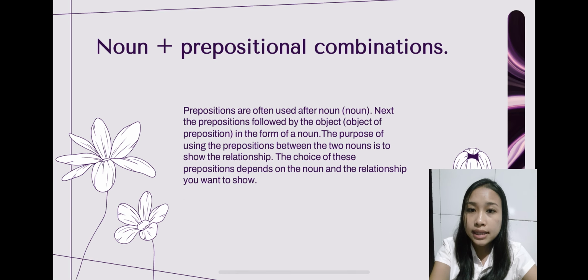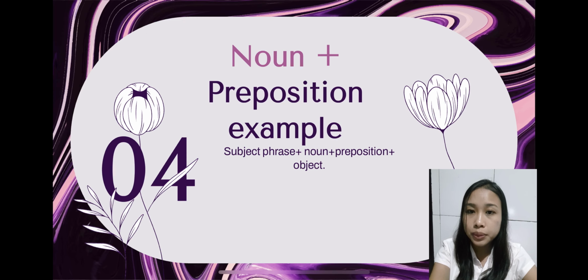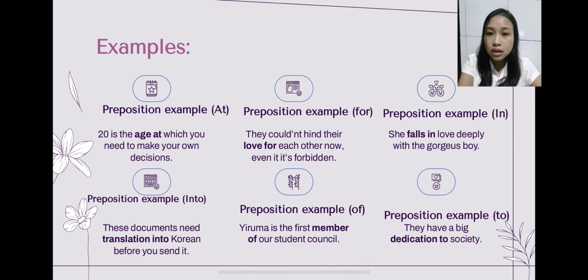The first one is noun plus preposition combination. Prepositions are often used after nouns. The purpose of using the prepositions between two nouns is to show the relationship. The choice of these prepositions depends on the nouns and the relationship you want to show. So here are the examples of noun plus preposition combinations.